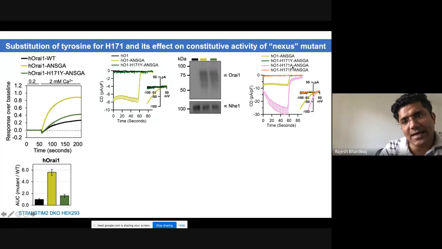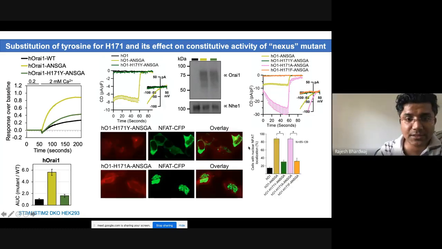What we did then is we substituted this histidine residue with an alanine residue or a phenylalanine residue. And interestingly, the alanine residue did not exert this so-called brake effect on the constitutive influx. Rather, it increased the activity of the channel, whereas the phenylalanine substitution led to a complete block, just like the tyrosine mutation. So that's very interesting. And then we did the NFAT translocation experiment. Similarly, you see that the tyrosine mutation, the H171Y, basically decreases the NFAT translocation.